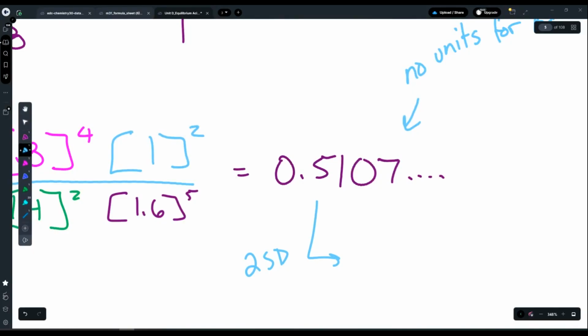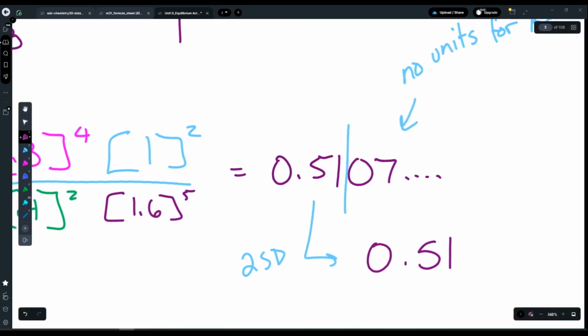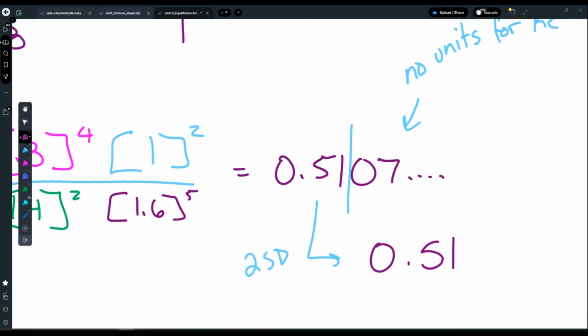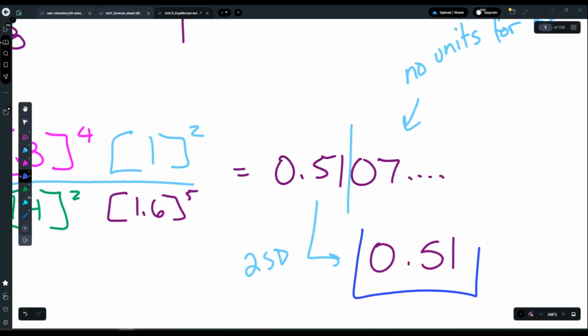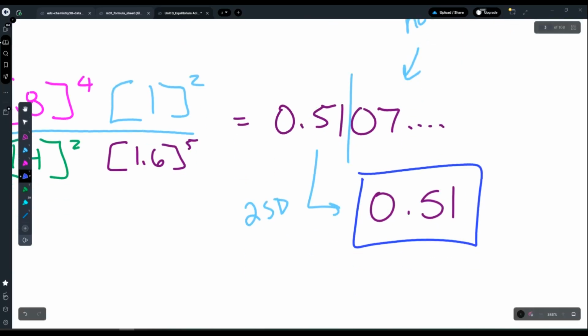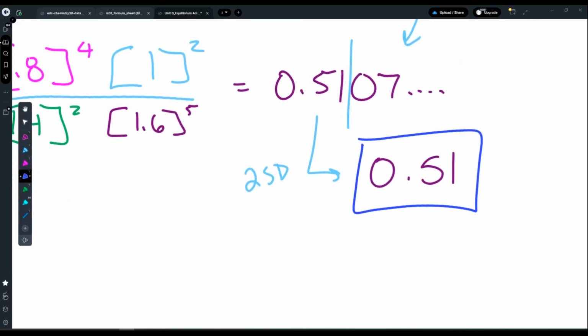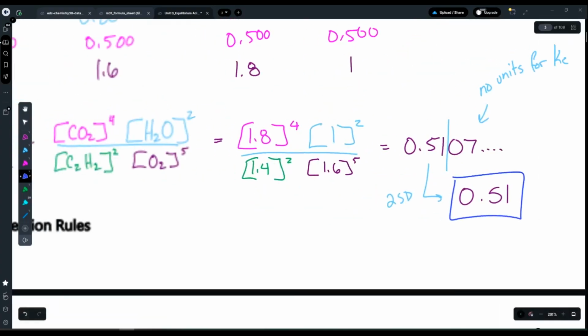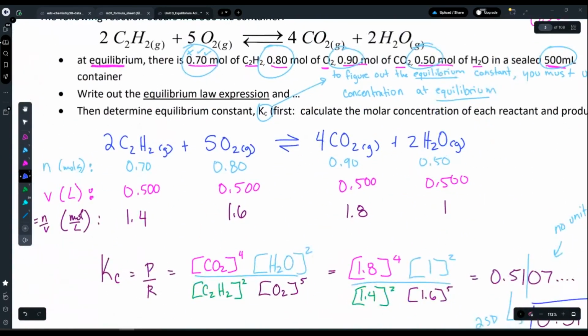So I'm going to round that off. There's my cutoff line here. So our equilibrium constant is 0.51. This is the equilibrium constant specifically for this reaction here.